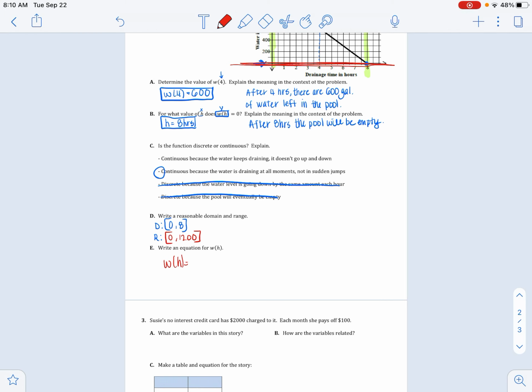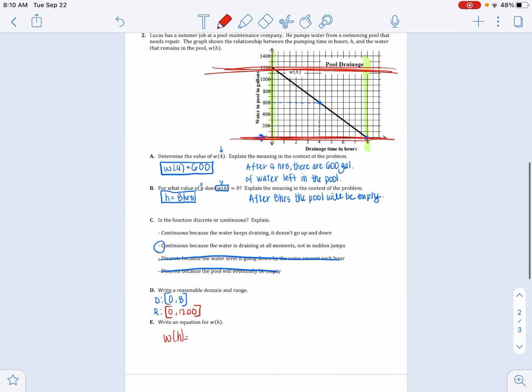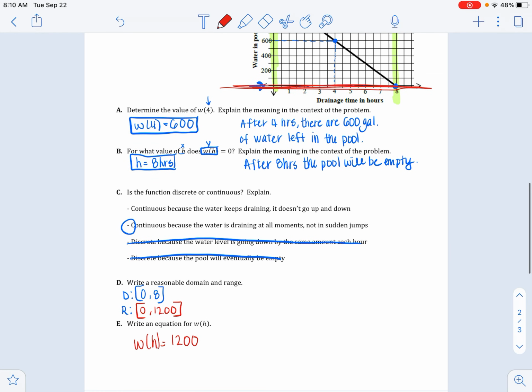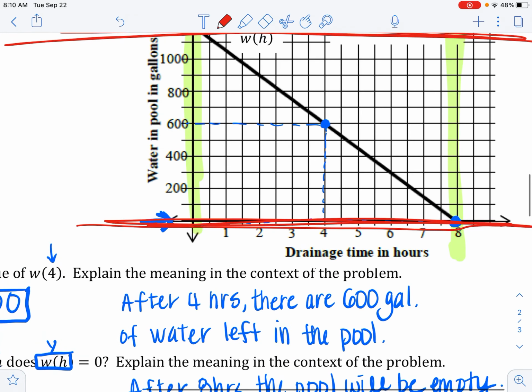Okay, so I need my initial amount. So I look and I see that it starts off at 1200. So I have 1200. Now I can look to see if it's increasing or decreasing. It is definitely decreasing, and now I want to know how much it's decreasing every hour. So I look at the hour.